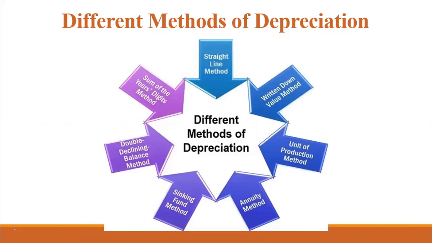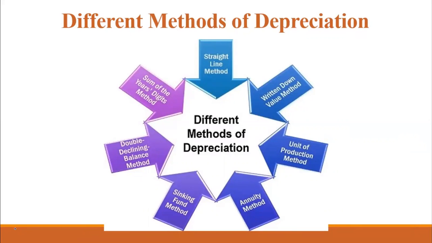Also, straight line method, double declining balance method. This time, we will discuss the sinking fund method, annuity, unit of production, and written down value method. So, this method of finding depreciation expense varies from company to company and industry to industry.